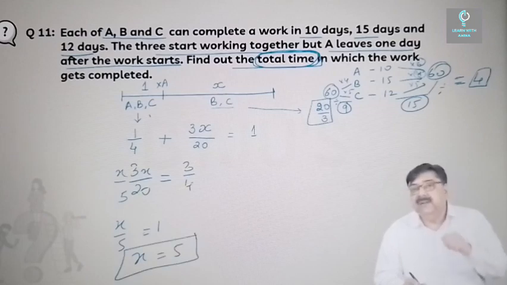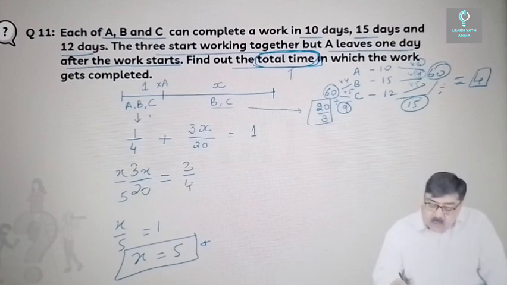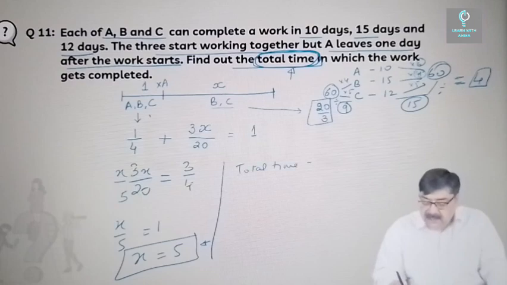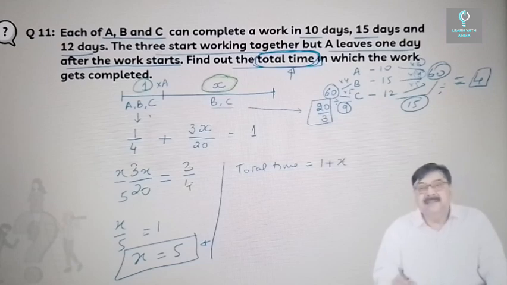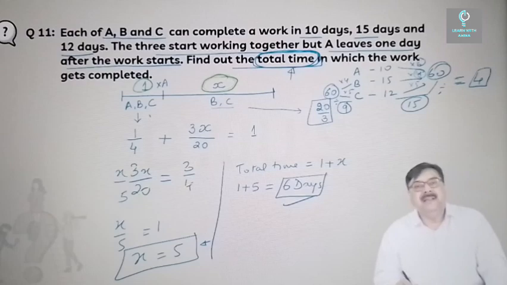Read the question carefully. You should always know what the question demands. Trust me, this 5 will be given to you in one of the choices, for sure, because it is not the answer. The question here is to find out the total time. Total time here is this x and 1. So it is 1 plus x, so this becomes 1 plus 5. Total time is 6 days. So that should be your answer here.